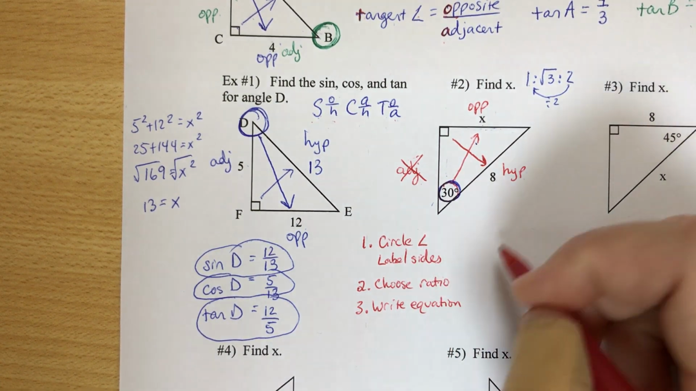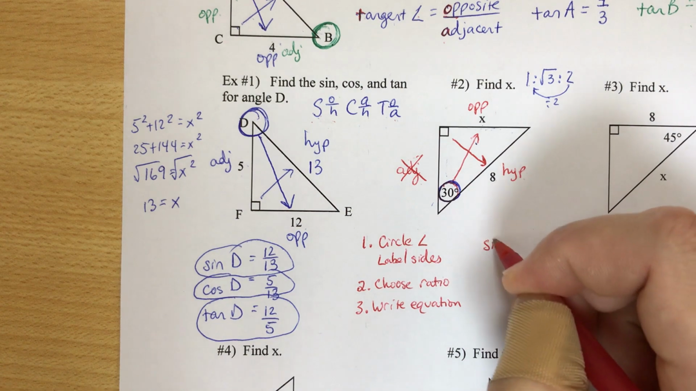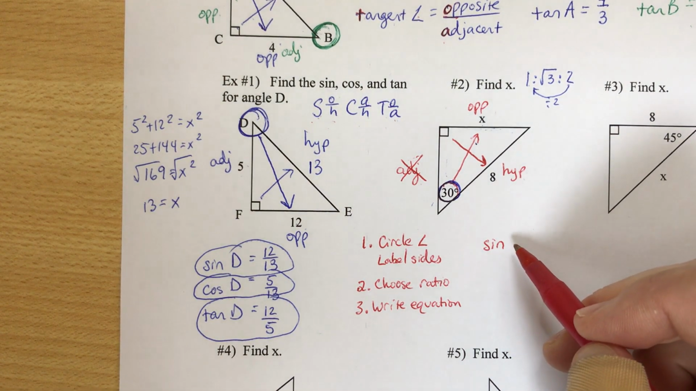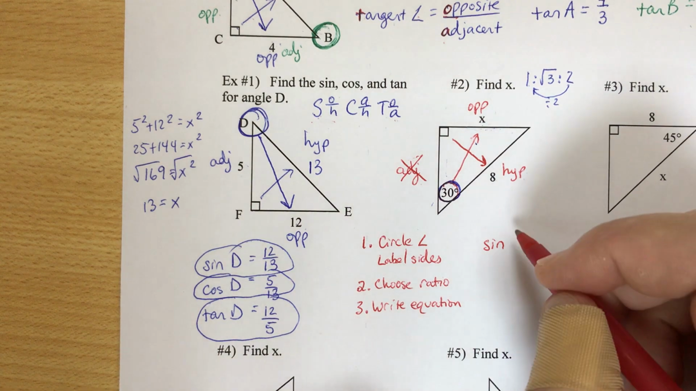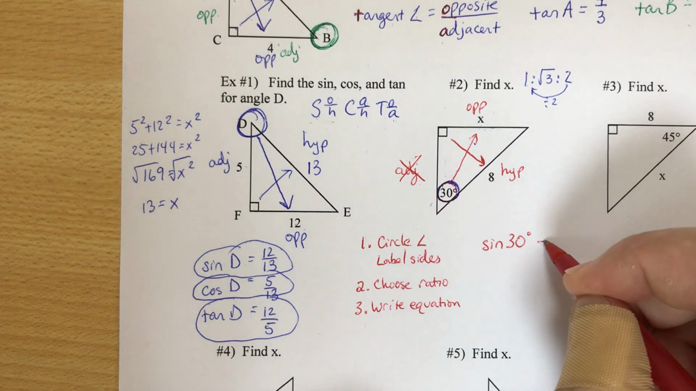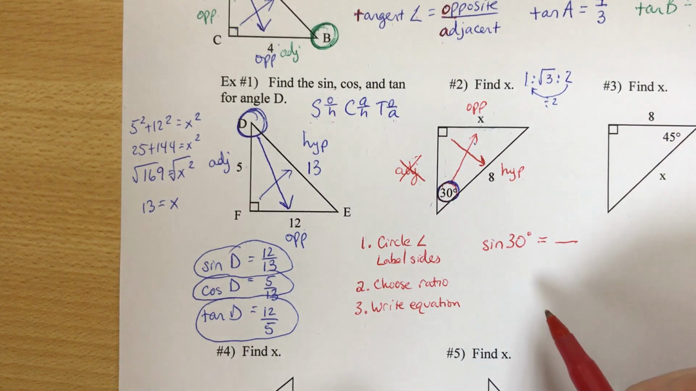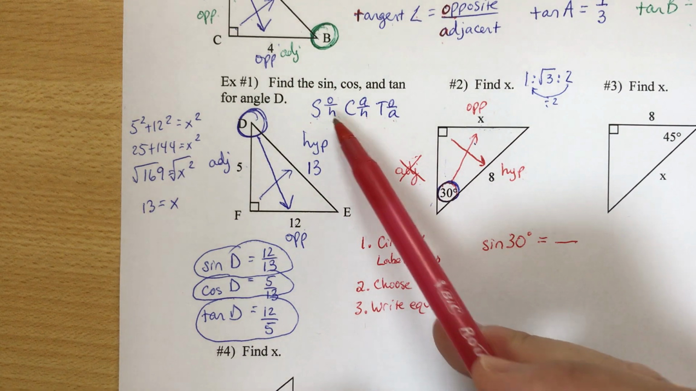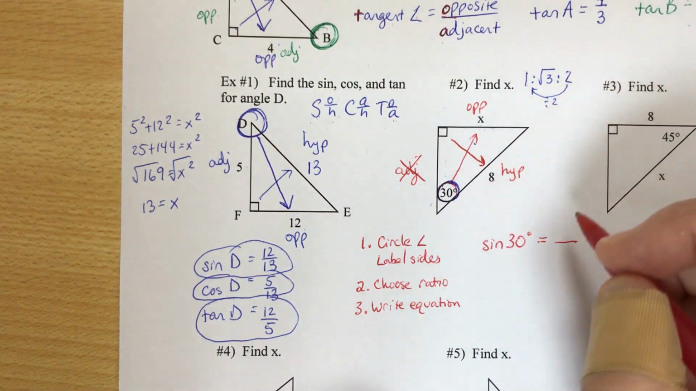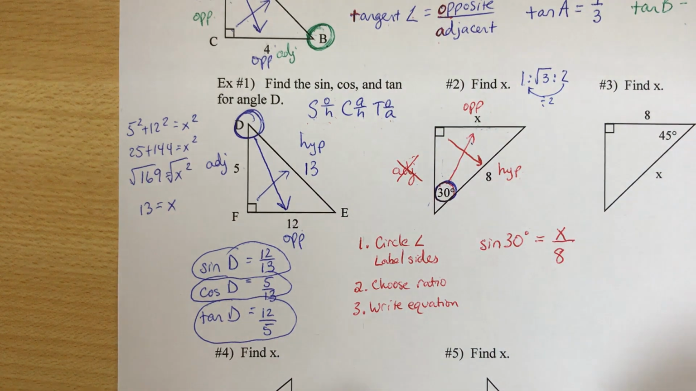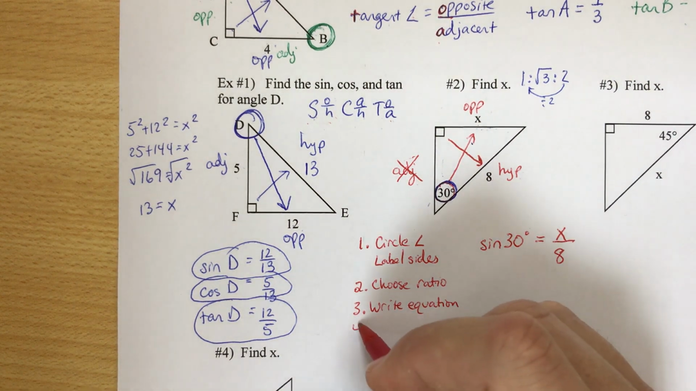So the way we're going to write this is sine, angle measure. It's always the sine of an angle, the cosine of an angle, the tangent of an angle. Sine 30 degrees equals the ratio. Okay, now, so opposite divided by hypotenuse. The opposite is x, and the hypotenuse is 8. And now the last thing we do is we solve.